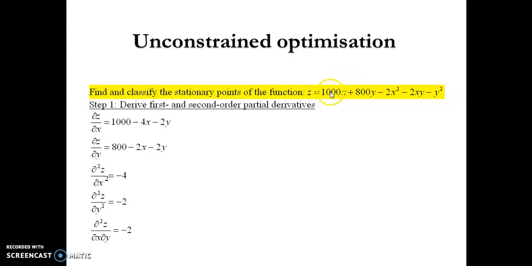If I differentiate every term where I see an x, starting with this first term, my exponent is 1. So 1 times 1000 is 1000, and x is now raised to the power of 0, and anything raised to the power of 0 is just 1, so it's just 1000. This term over here has a y, and anything that has a y we're going to treat as a constant, so this will differentiate to 0. Here we have an x, so I'm going to differentiate this term. I've got 2 times minus 2, which gives me minus 4.